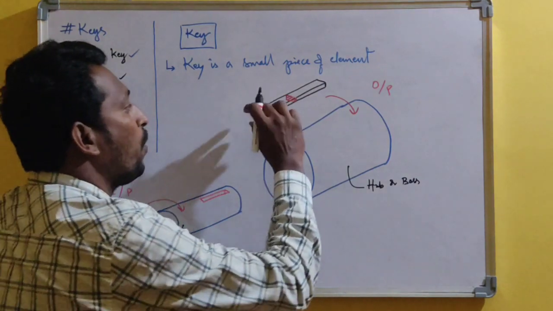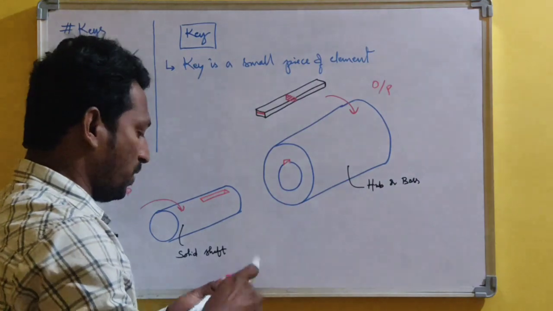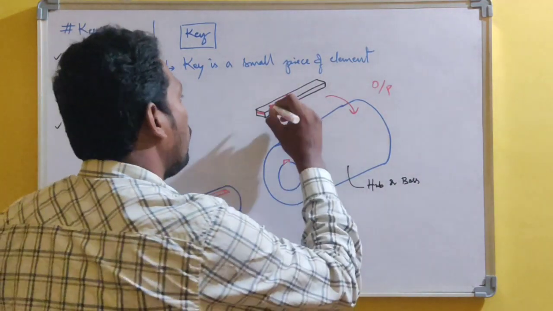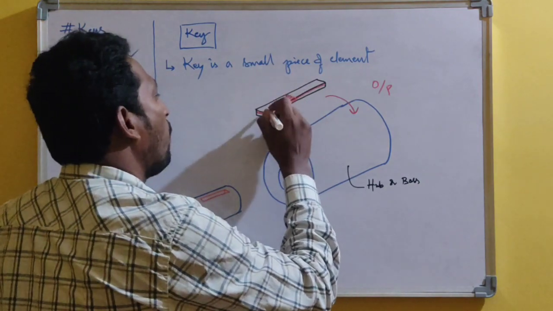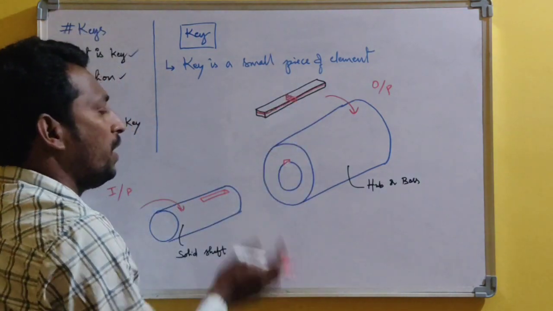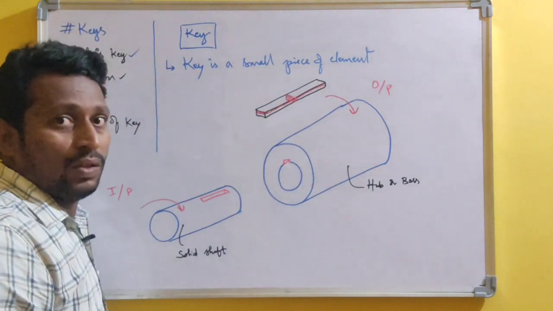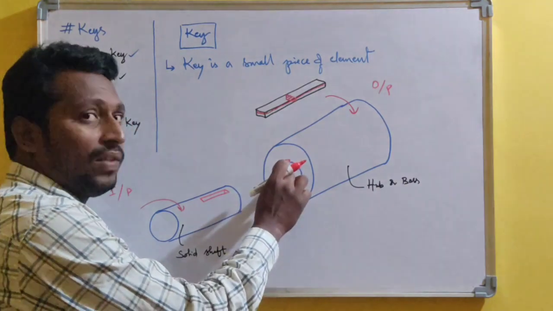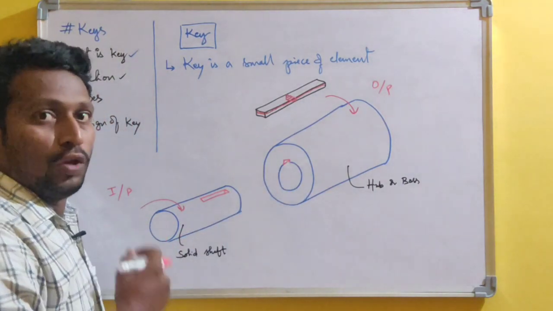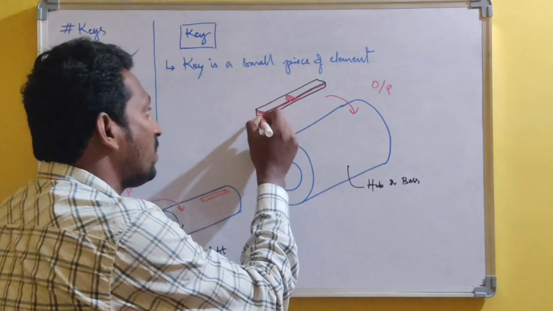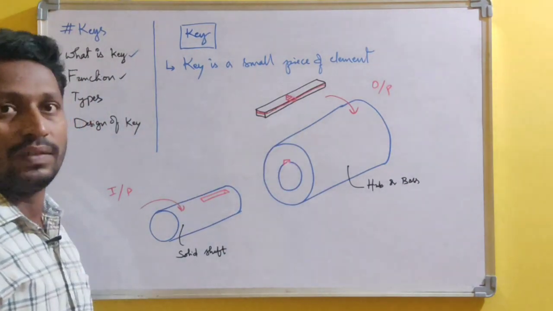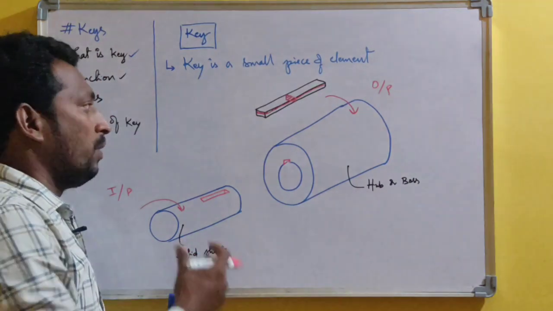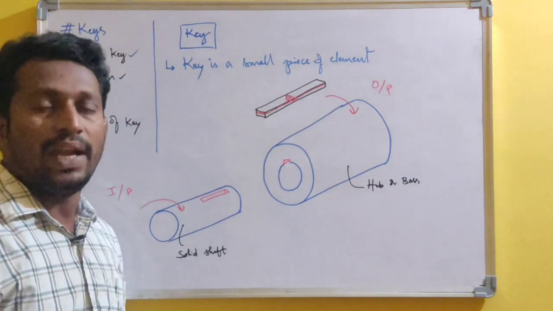Okay, this is the top portion. Half of this top portion of the key is inserted into this rectangular slot, which was already made internally in this hollow tube, and the remaining bottom surface of the key is inserted into this rectangular slot, so that a joint will be made.